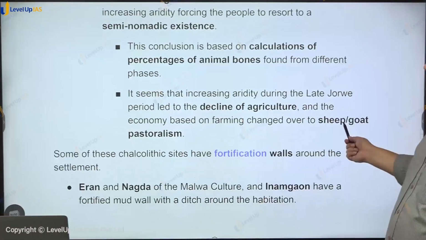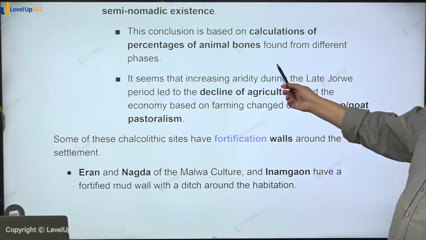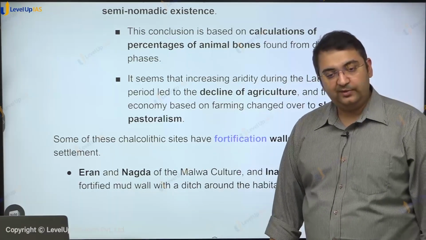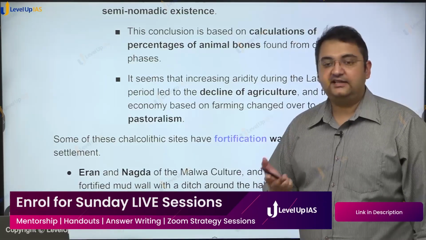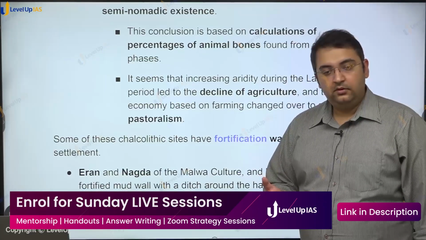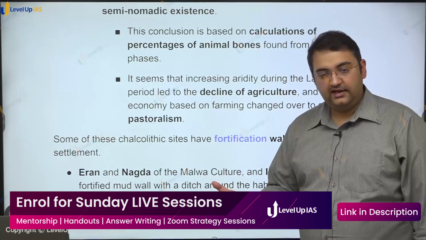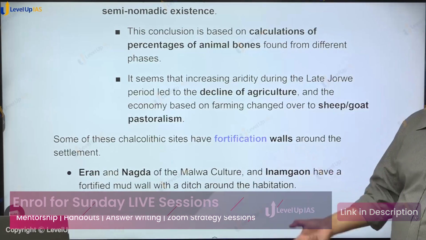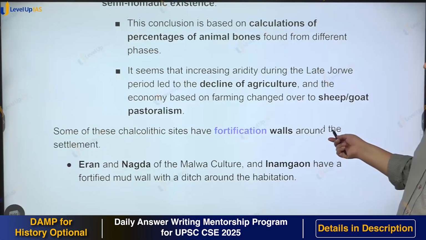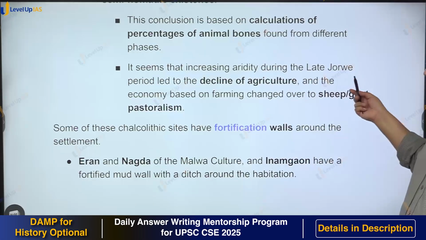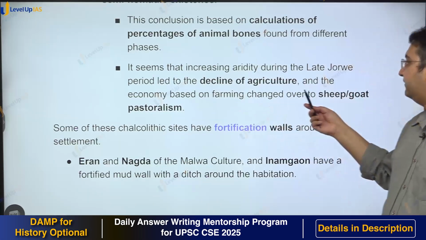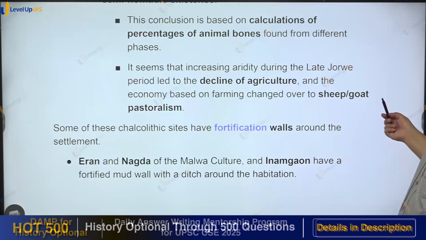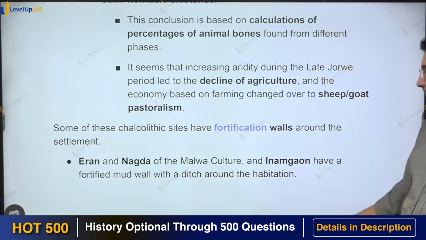This conclusion is based on calculations of percentage of animal bones found from different phases. पहले वाले पीरियड में ज्यादा एनिमल बोन्स मिलेंगे या कम? ज्यादा मिलेंगे. क्यों? Productivity was higher. They could support larger number of animals. Now it is declining, so fewer animals. It seems that increasing aridity during the late Jorwe period led to the decline of agriculture, and the economy based on farming changed over to sheep or goat pastoralism, right?